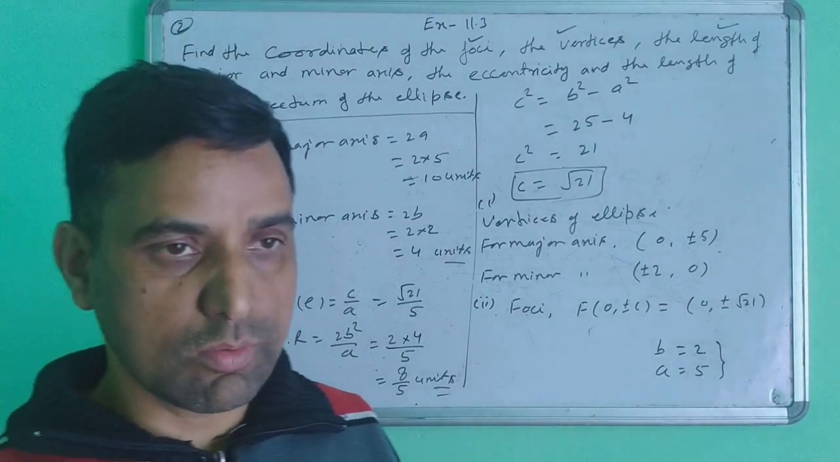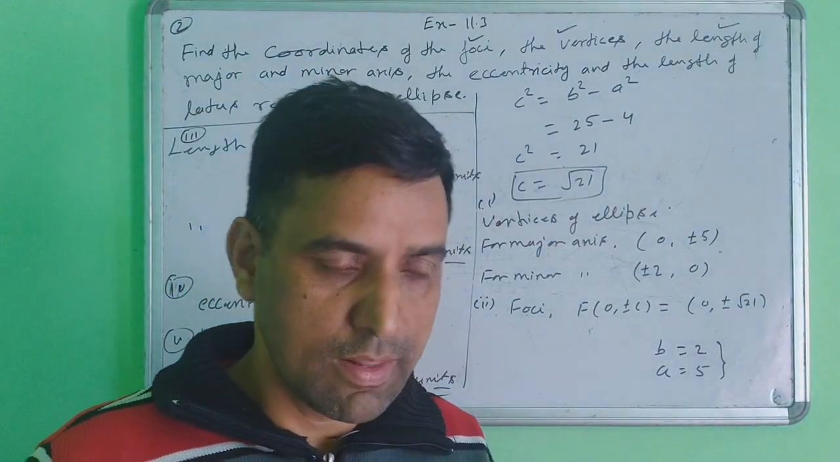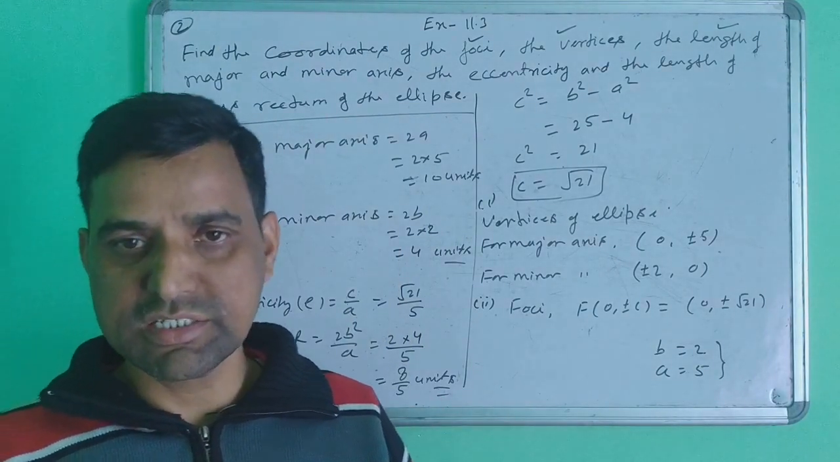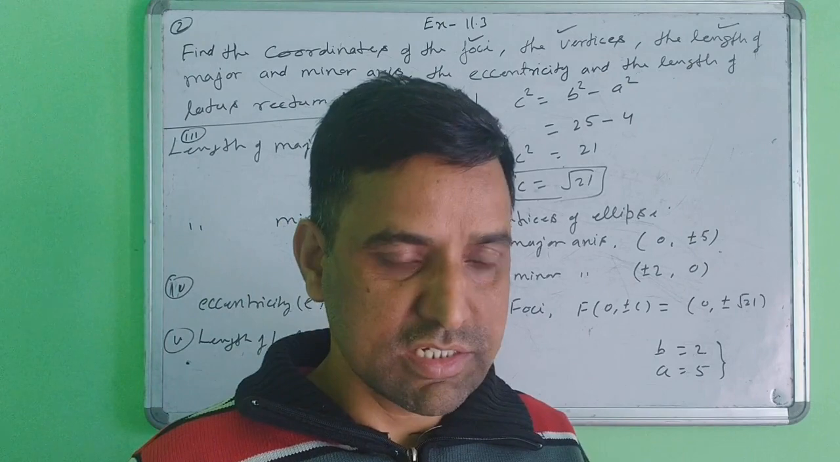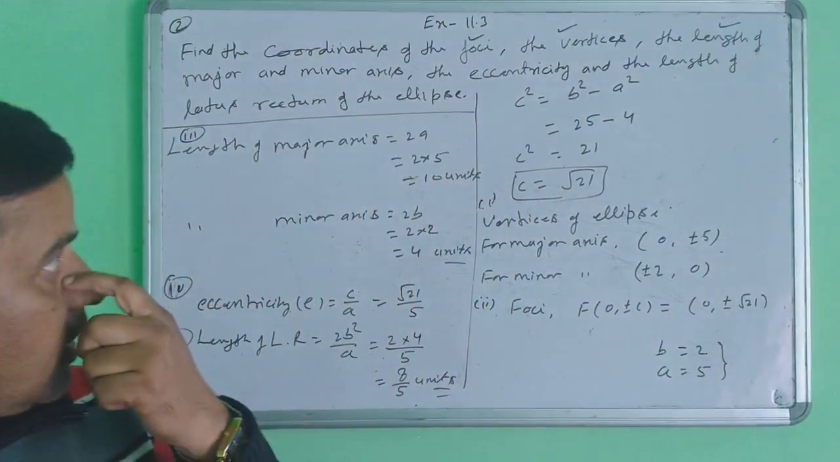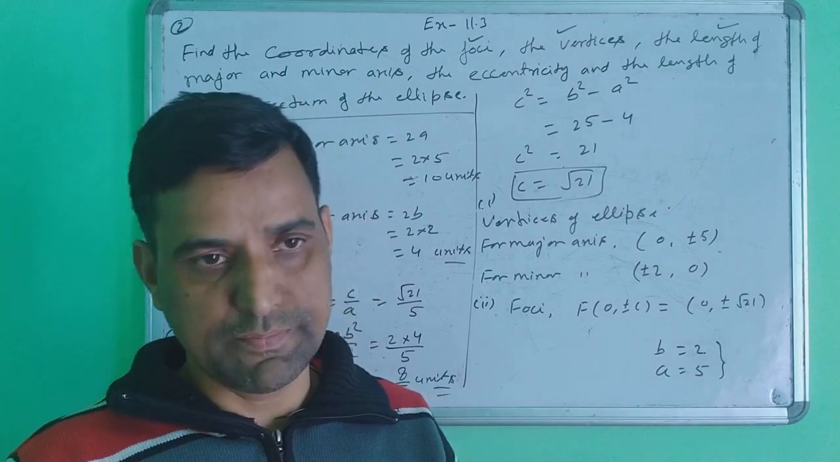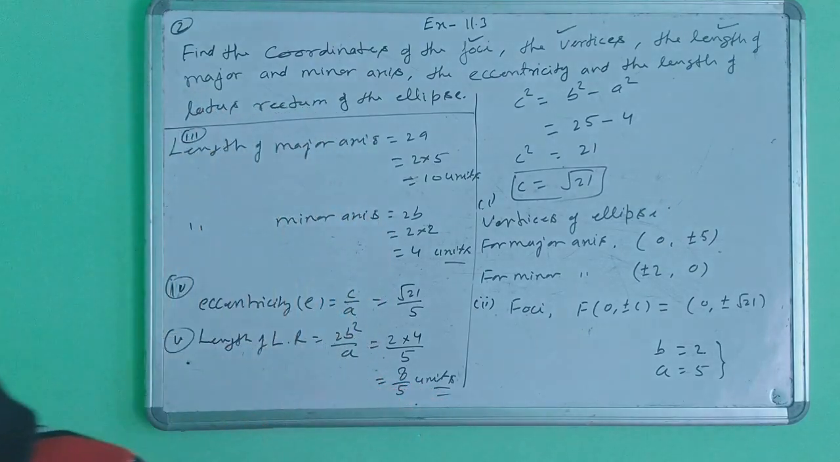According to this way, you will solve every question where it is asking you to find the foci, find the vertices of the major and minor axis, find the eccentricity, find the length of the LR. You will solve every question according to this way. Just note down the next question.